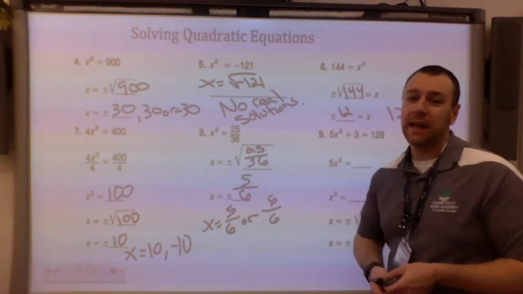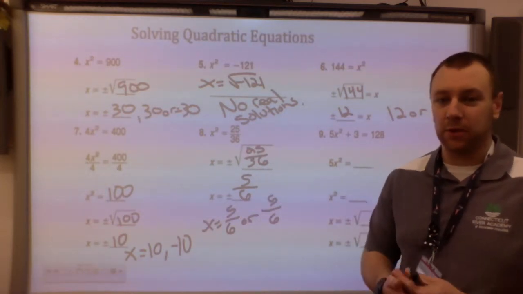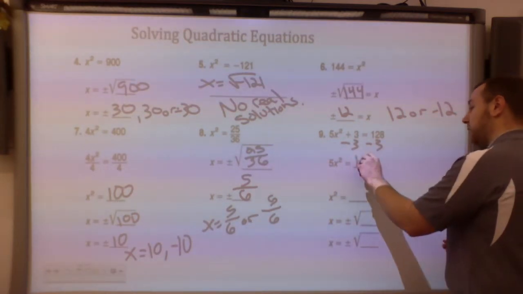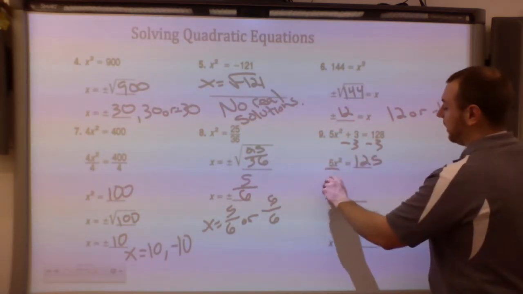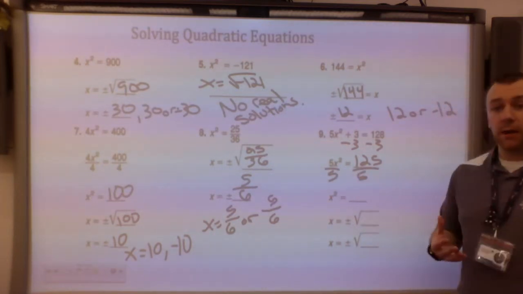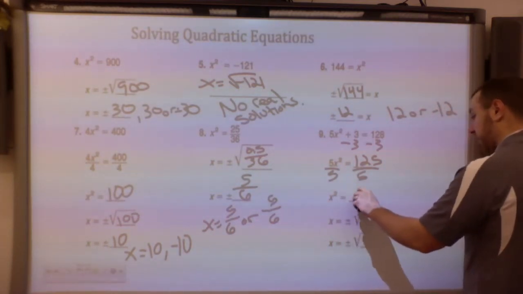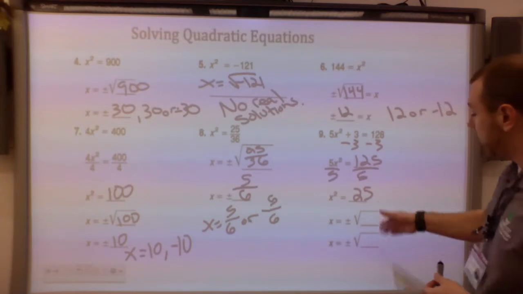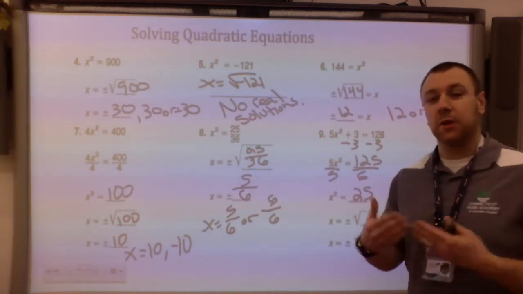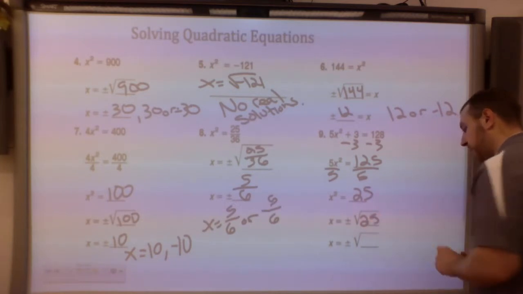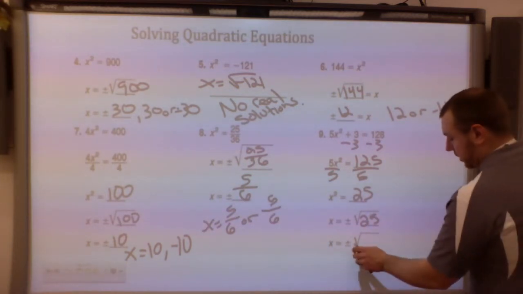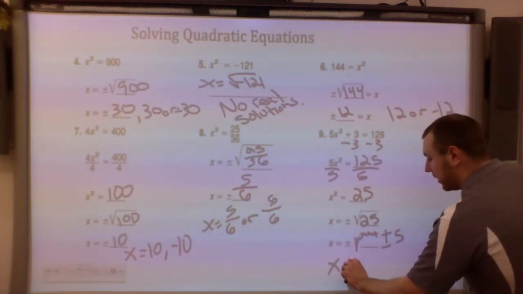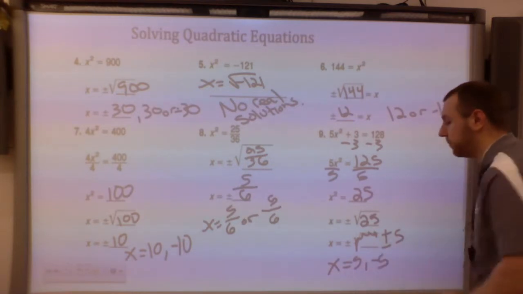And 9, again, is practicing isolating the square root. So again, I'm going to subtract 3 on both sides. So I'm going to get 125. Then I'm going to divide by 5 on both sides, like a normal math equation. And now I get x squared equals 25. Now I can do the square root. Once the x squared is isolated, I do the square root. And I get plus or minus 5, or x equals 5 or negative 5.